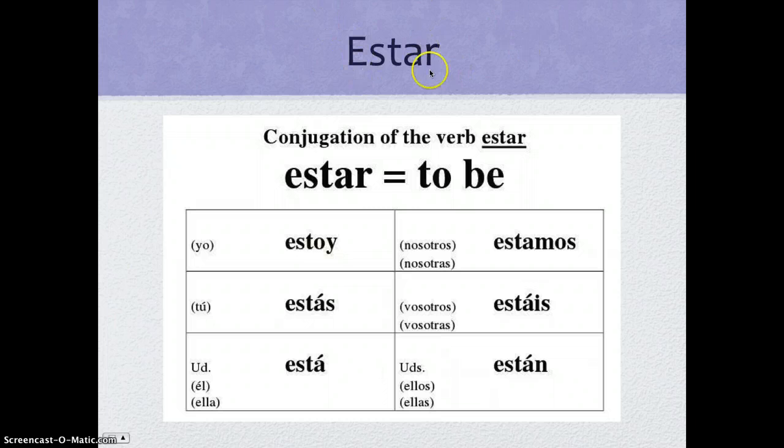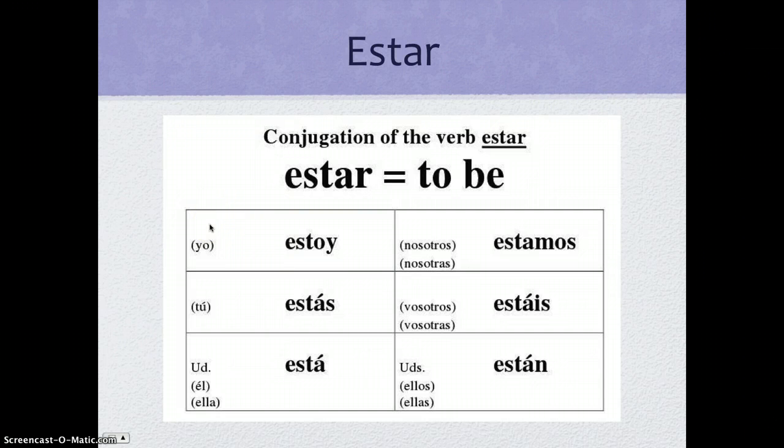All right. So in Spanish, this is the verb estar. The verb estar means to be. It's a very important verb in the Spanish language because people use this verb to describe how they are feeling, usually a temporary feeling, like I am feeling well, I'm feeling happy, something along those lines.